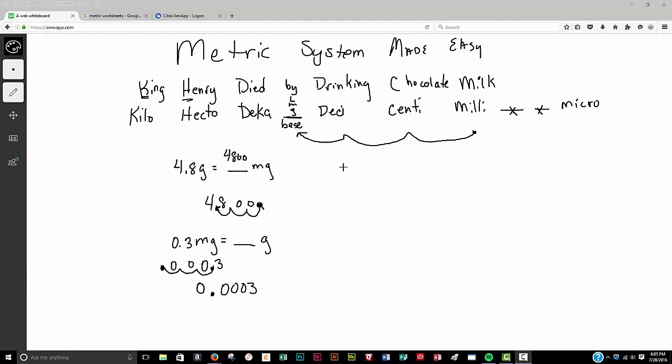Okay, next I would like to do a whole number. Let's go 58 kilograms equals how many grams? And this is just a coincidence that I'm using grams all the time. We can do one here in a minute that's not grams. Get my eraser out.